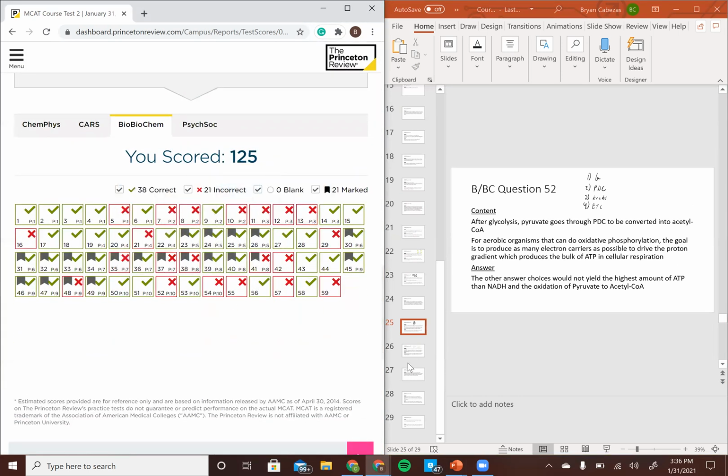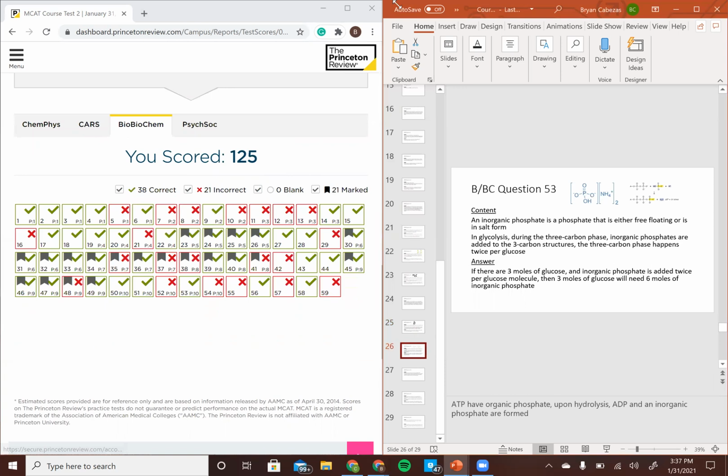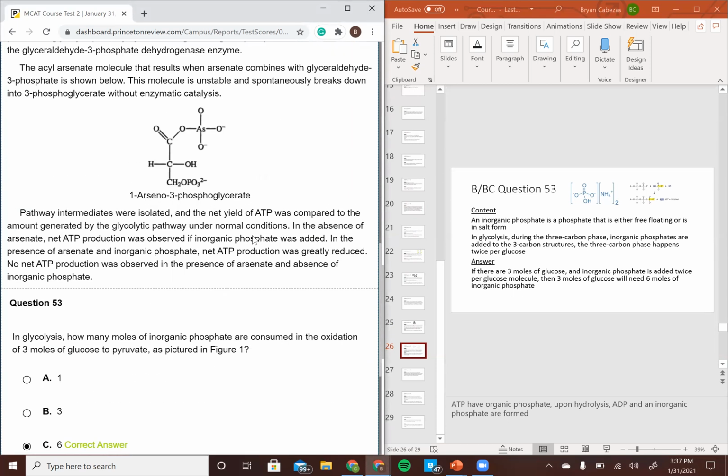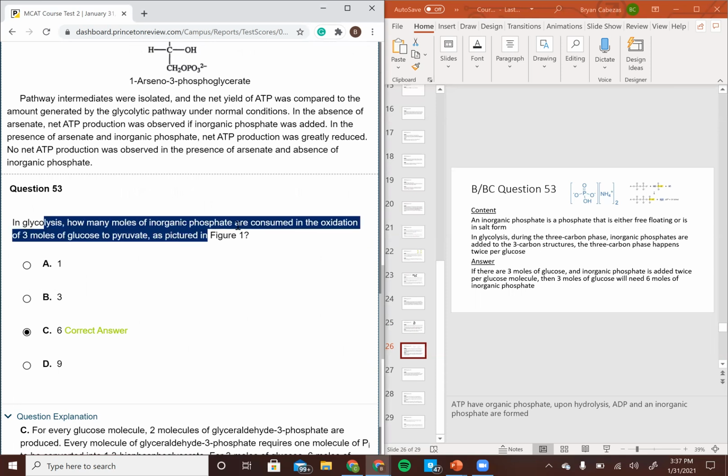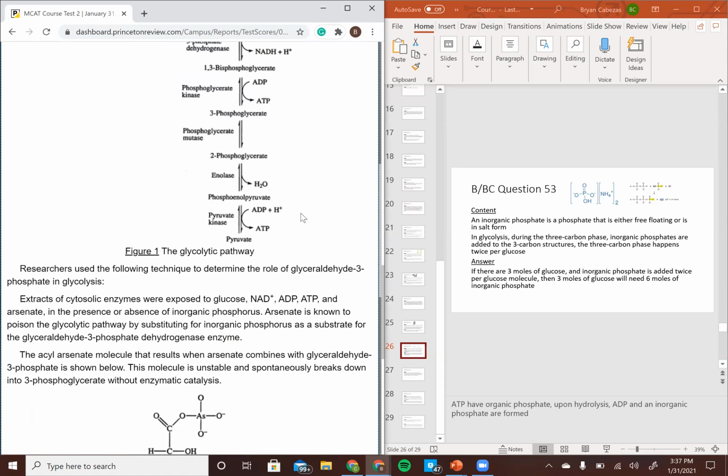All right, we're going to do question 53. Let me see here. Same passage. It says, in glycolysis, how many moles of inorganic phosphate are consumed in oxidation of 3 moles of glucose to pyruvate? So what's glucose to pyruvate?